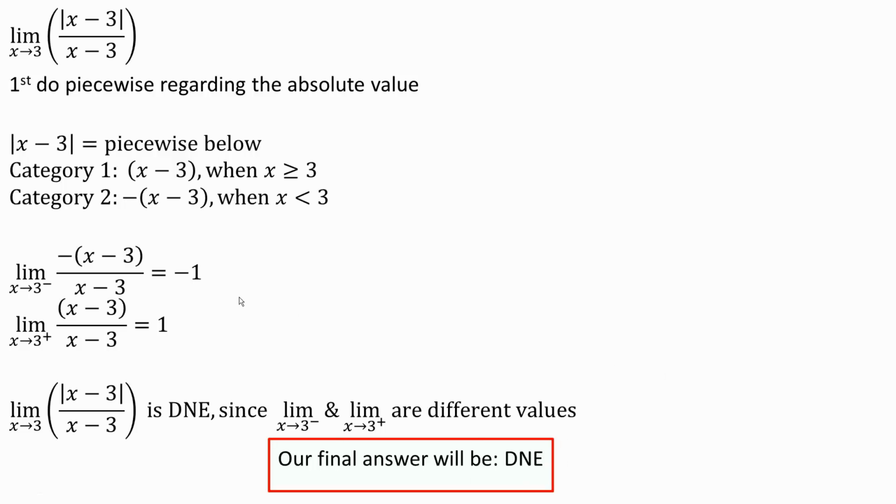Now, had they been equal, like let's say this was a negative 1 and then this was a negative 1, then our answer would be negative 1. But because they are different, we say it's DNE. And that's all we need to do for this type of problem.